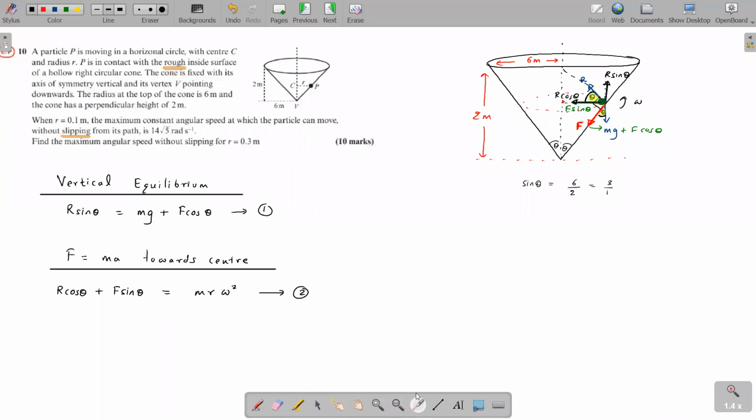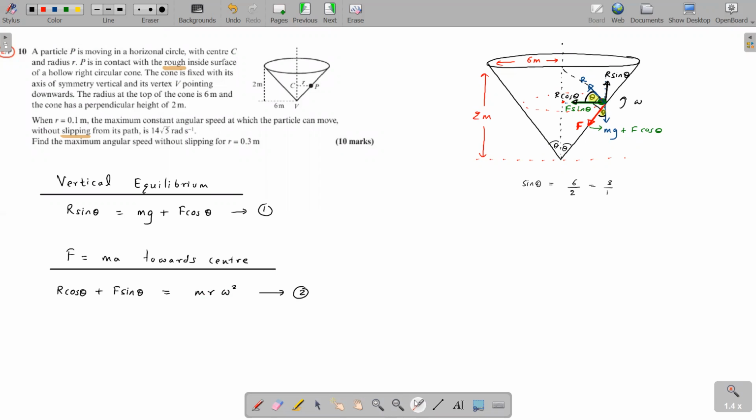So what's the short way that I'm doing? Guys, you can see here they are telling us when the radius of this particular circle is 0.1, the maximum speed is 14 root 5. They are asking us to find the maximum value of omega when the radius is 0.3. So when the radius is 0.3, what's the omega? That's all they are asking you.